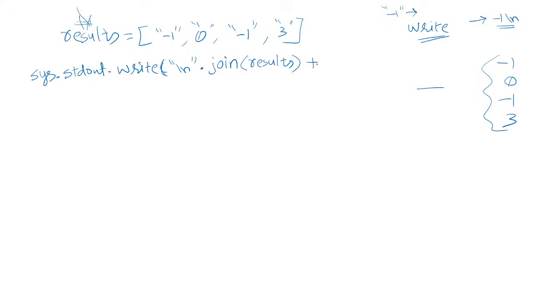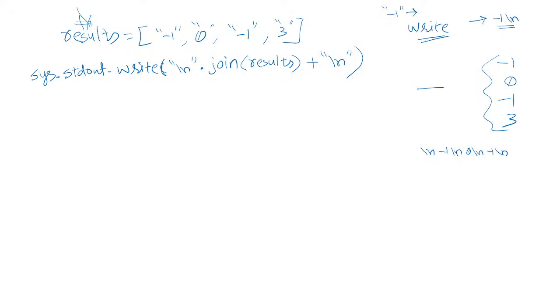Okay, so then finally you add another new line, because after this 3, the next one is to be printed. So when this is written on the screen, when you perform this join operation, your results, after performing the join, look like this. New line, -1, then new line, 0, then new line, -1, new line.